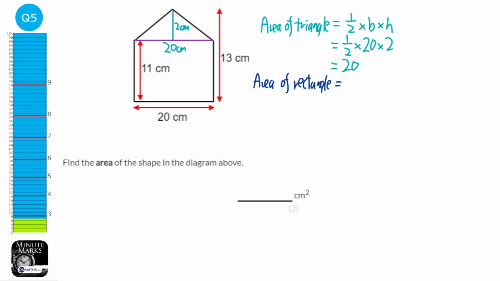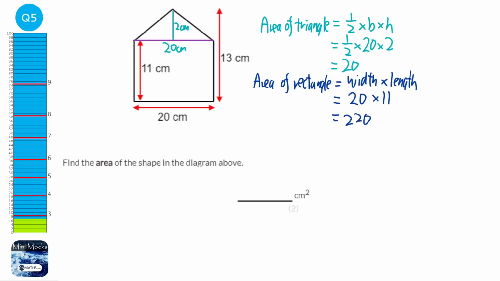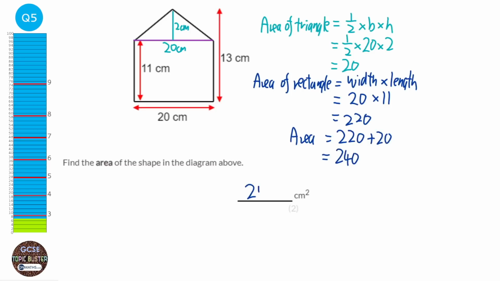And that's just going to be the width times the length. Width is 20, the length is 11, so that would be 220. Then to work out the total area of the whole thing, we're just going to add those together. So 220 plus 20, which is 240. The units are all in centimetres, and so the area units will be centimetres squared.